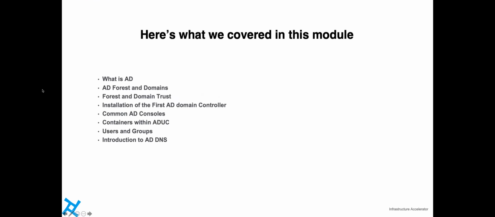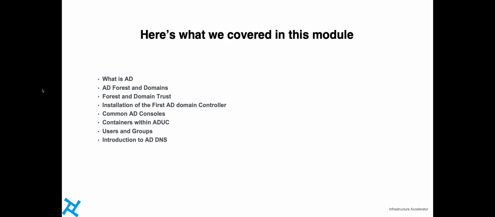So here is what we covered in this module. We told you what is Active Directory. It's a database. We showed you what an Active Directory forest and domains are. We also told you about Active Directory forest and domain trusts. We did the first installation for our domain controller. We looked through the common AD consoles: Active Directory Users and Computers, Active Directory Sites and Services, and Active Directory Domains and Trusts, where you can create the trust, etc.